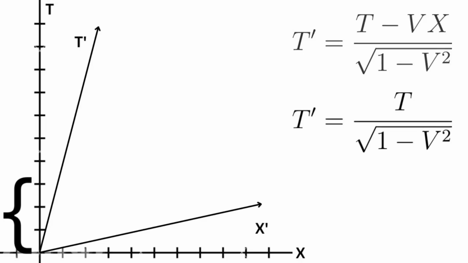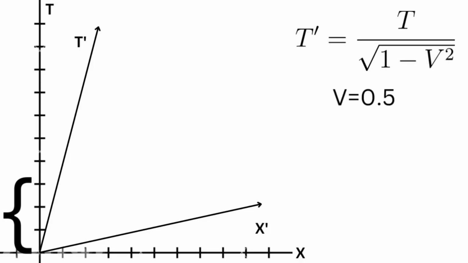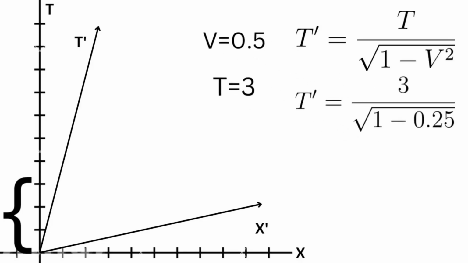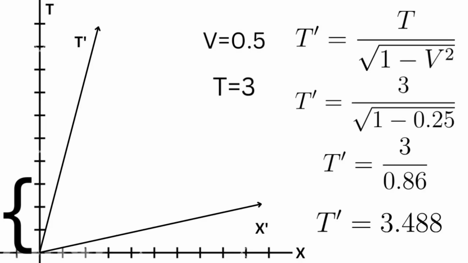Now for a person moving with velocity 0.5 where c is 1, let t be 3 seconds. Substituting these values in the equation, we get that t prime is ultimately longer than t. So this point in the graph describes 3.48 seconds. That is part for time dilation.